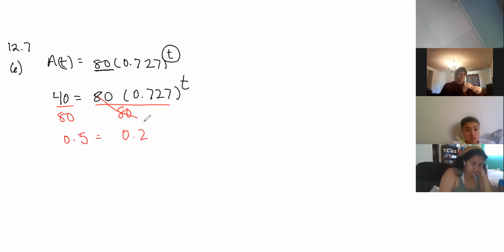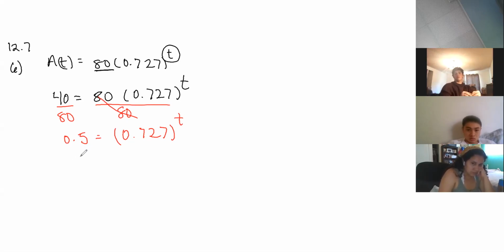By 80. So that gives me 0.5, or 1/2, equals 0.727 raised to the t power. Does it make sense that we end up with half if I'm looking for half-life? How long does it take for us to end up with half?